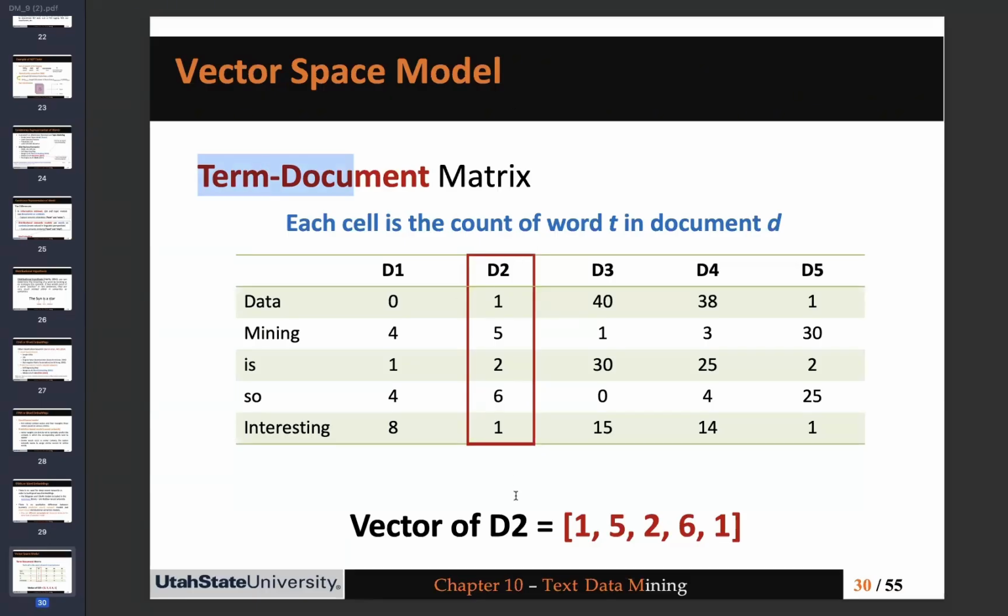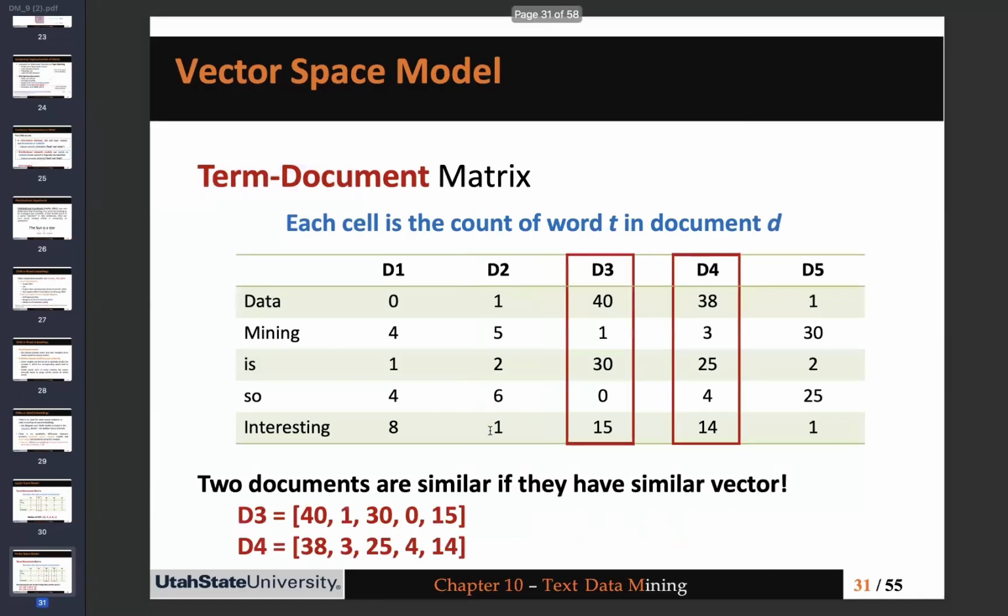Well, the same thing can be said also about the documents. The documents are the columns of this matrix, meaning that in addition to the word representation, I also have a document representation, which is nothing but the vector of occurrences of the words in the same order that they appear in my term document matrix. Now I can say that D2 is represented as the vector of 1, 5, 2, 6, 1. So why is this interesting?